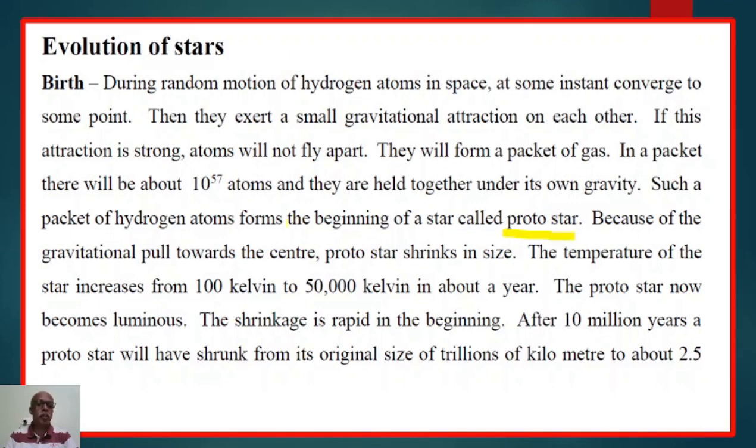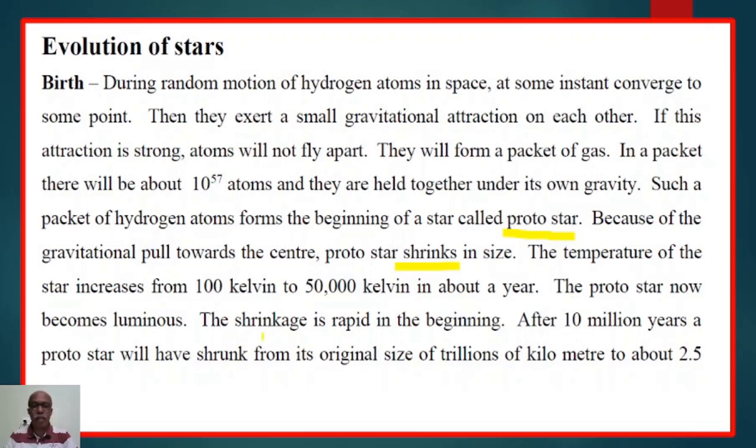Because of the gravitational pull towards the center, the protostar continues to reduce in size. The temperature of the star will begin to increase from 100 Kelvin to 50,000 Kelvin in about a year because of the contraction of the protostar. And the protostar now becomes luminous.